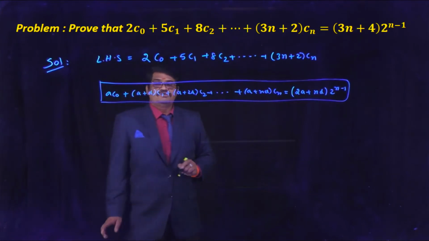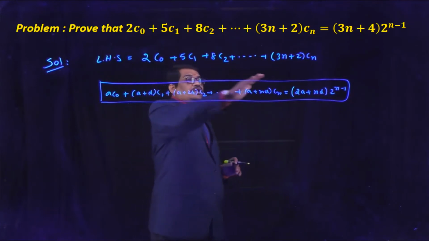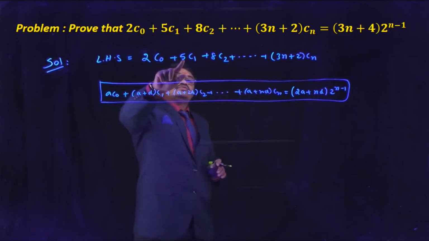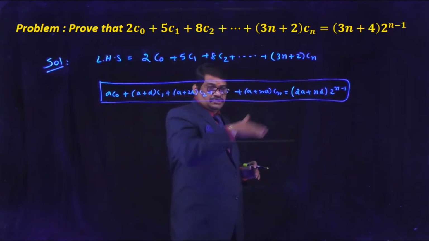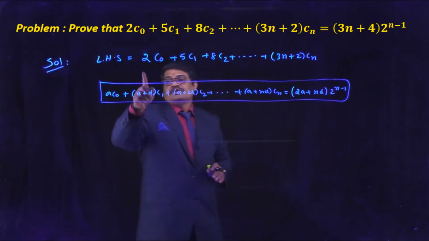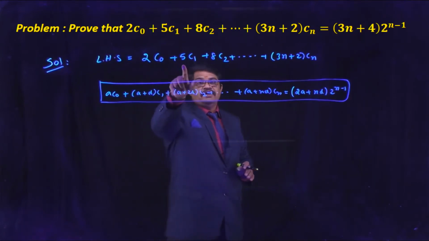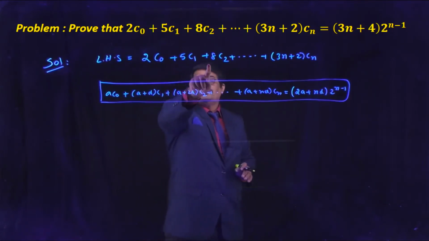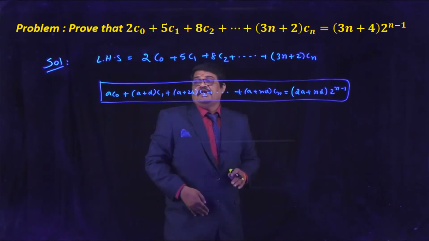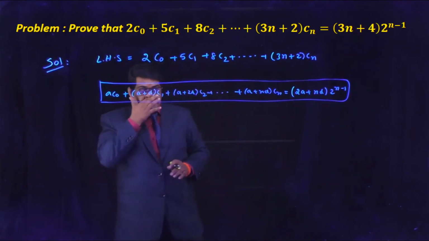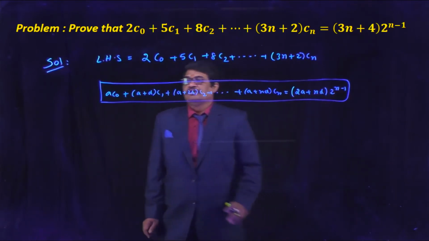Here we are observing the binomial coefficients C0, C1, C2 and so on up to Cn. These coefficients 2, 5, 8 are like A, A + D, A + 2D. These coefficients are in AP. Now we are comparing. Here A is 2, A + D is 2 + 3, that is 5, and A + 2 into 3 is 6, 6 + 2, that is 8, and so on. So now we are comparing the LHS with this formula, and we get the result (2A + ND) into 2 to the power of n minus 1.